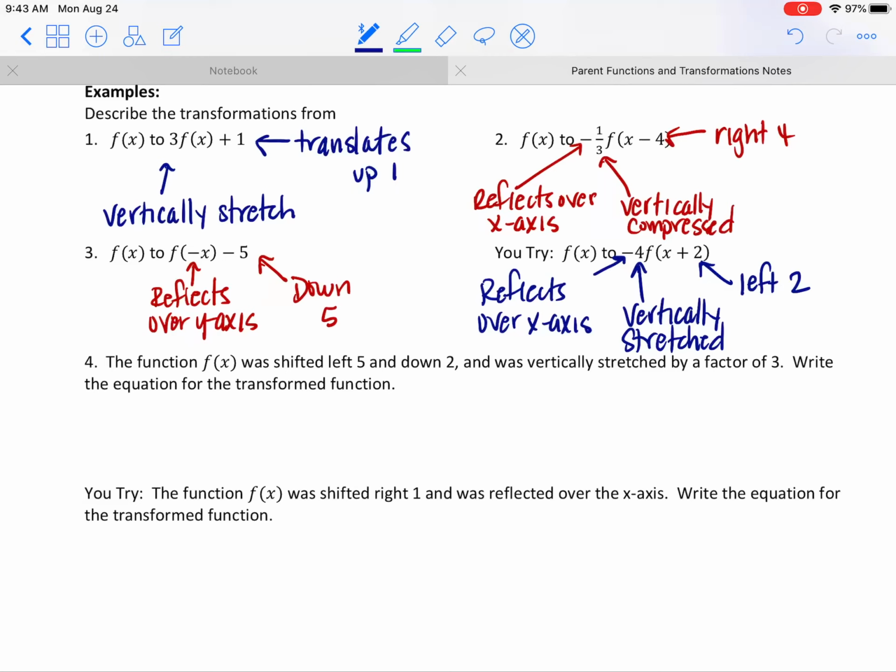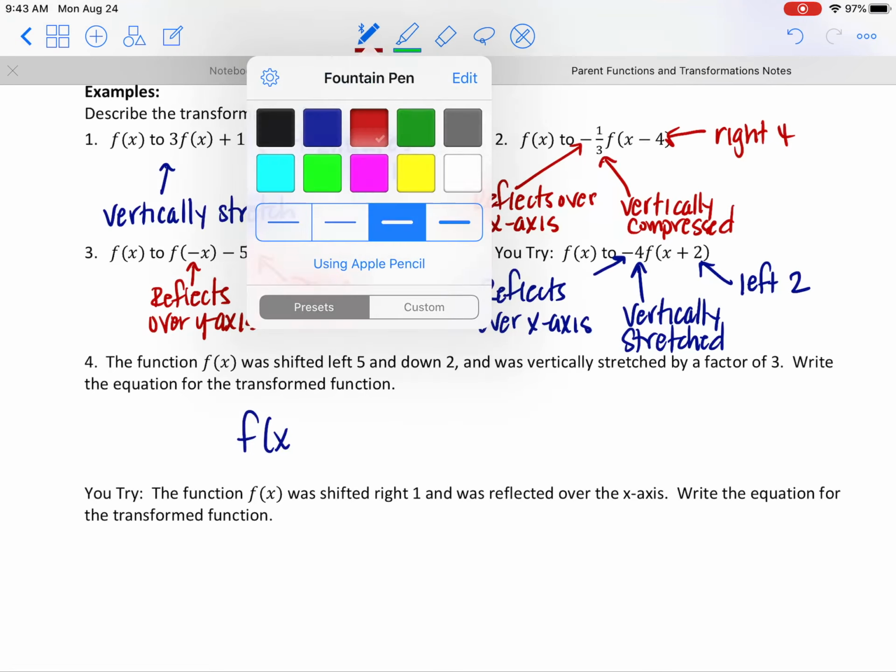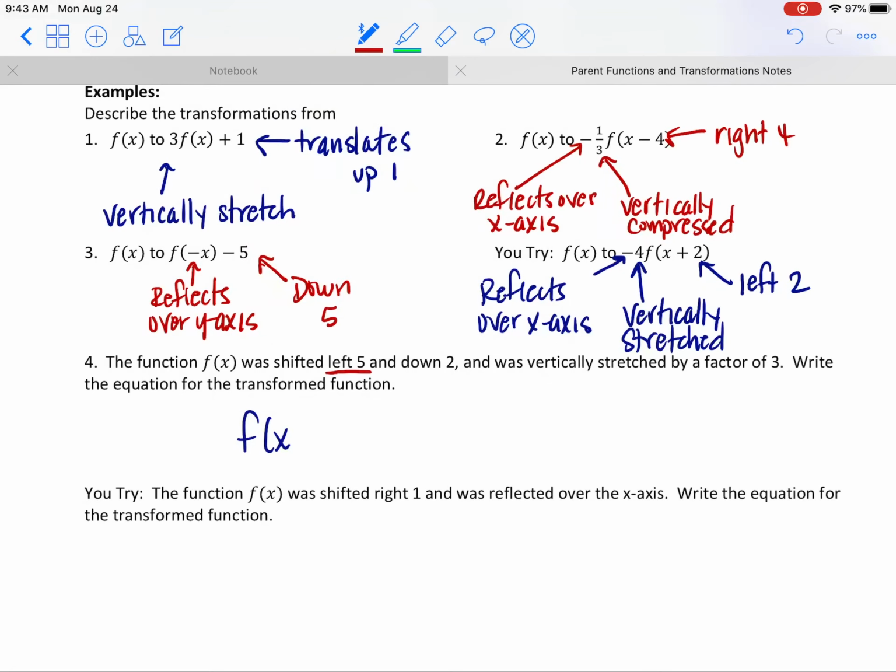So I have f of x, that's my parent, has got to still be in there. Okay, if I was going to go left 5, then I would have to add 5 to my x value. Let me change colors so we can see clearly here. If I wanted to go left 5, then I would have to add 5 to x.